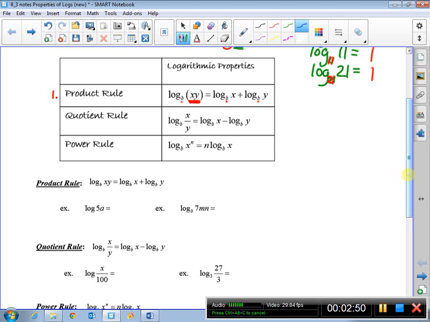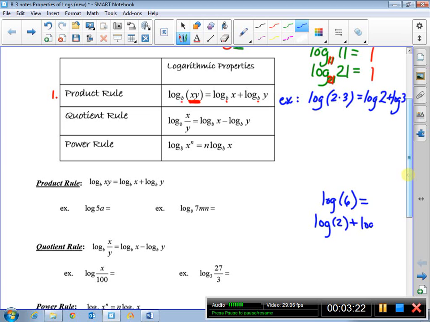Quick example of this one, just to play with it a little bit. The log of 2 times 3 would equal the log of 2 plus the log of 3. You could confirm that on your calculator. You could certainly do log of 6, hit enter, see what you get, and then try the log of 2 plus the log of 3. Make sure you're closing your parentheses, and those two items should be equal because 2 times 3 is 6.